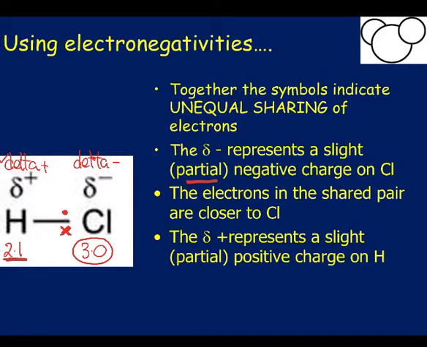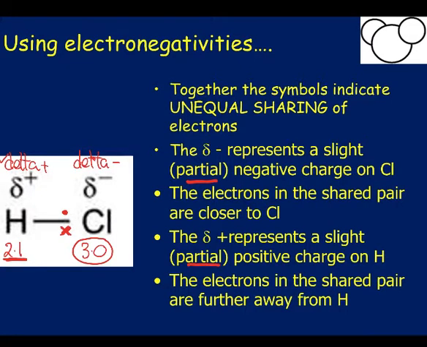The delta positive represents a very slight positive charge on the H, and again I will talk about partial positives and partial negatives. And what that means is, as in the diagram, the electrons in the shared pair are further away from the H. So we go back to your definition of electronegativity, the relative measure of attraction an atom has for the shared pair of electrons. So if you have the bigger number, you are more attracted to the electrons, they will be closer to the bigger number. If you have the lower number, the shared pair are not going to be as attracted to you. So I hope that makes sense.